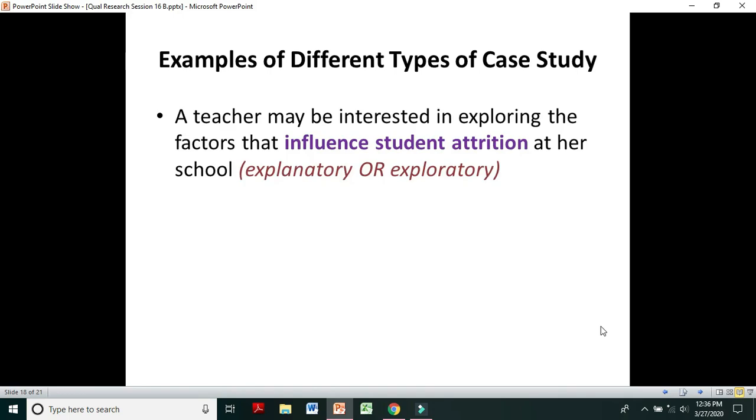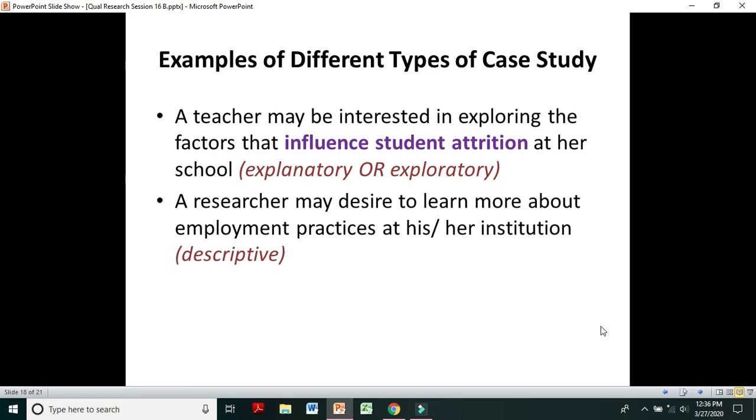A teacher may be interested in exploring the factors that influence student attrition at her school. I have already explained that the researcher may be interested in conducting an explanatory or exploratory case study while exploring the factors that influence student attrition. Don't be confused with the word exploring here. It is acceptable that the word exploring indicates that it will be an exploratory study, but it can be done through the explanatory mode of case study.